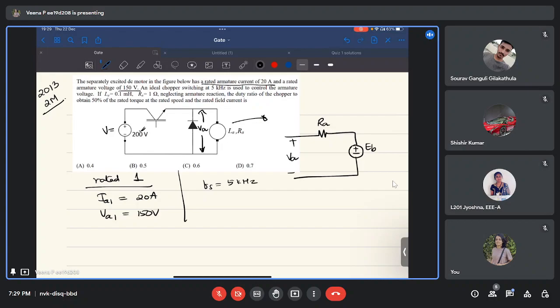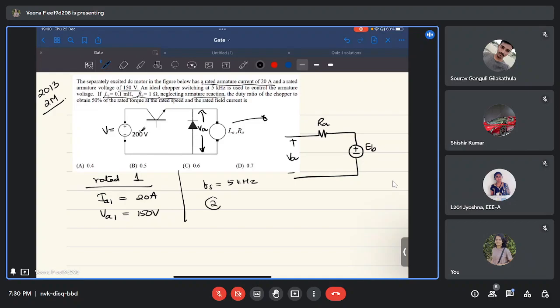Now you know why we are controlling the armature voltage, because we have to control the speed of the motor. Now the armature inductance, they have given it simply, we won't consider armature inductance for DC machine steady state operation. Resistance is 1 ohm. Neglecting armature reaction, the duty ratio of the chopper to obtain 50% of the rated torque at the rated speed and the rated field current is.